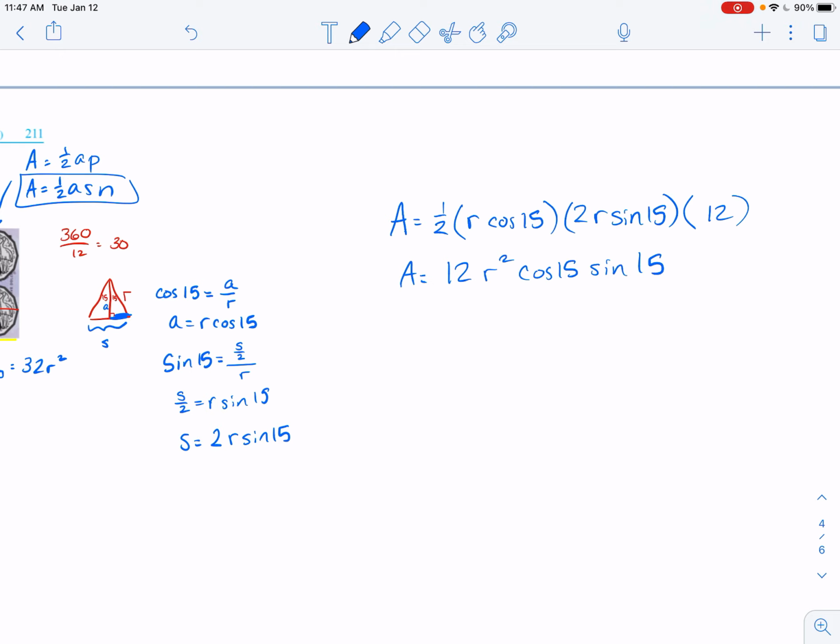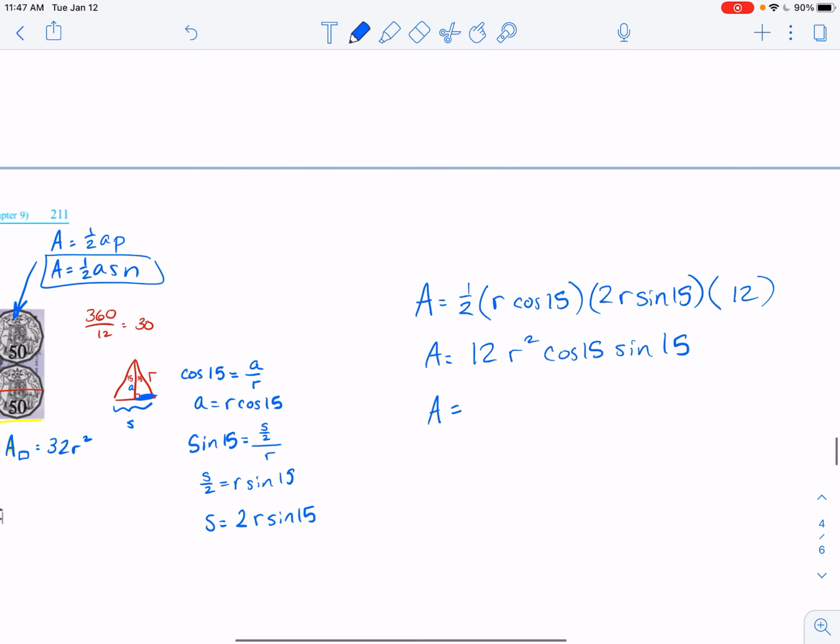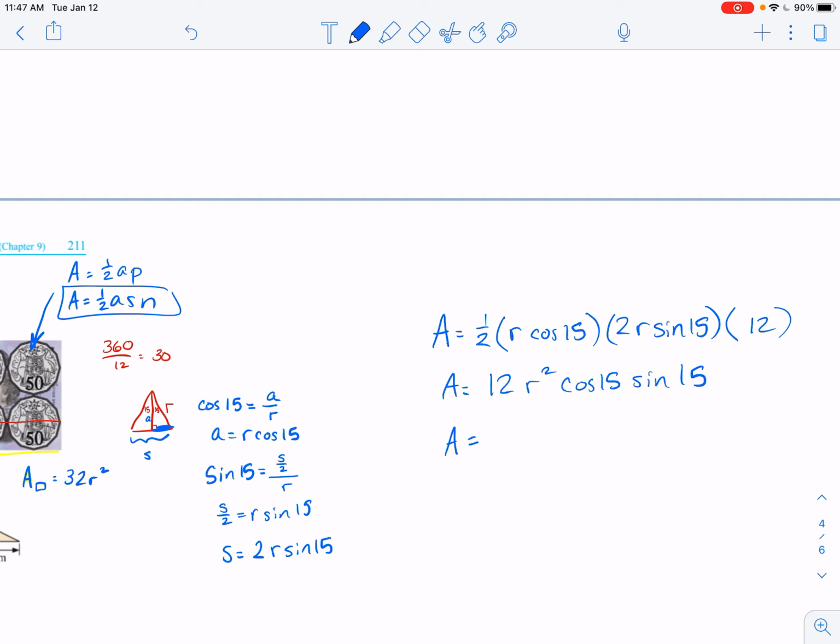If you've already taken pre-calc, we could do this by hand. There's a property we're going to learn later, so if you've not seen the trig, don't freak out. Sine of 2 theta is equal to 2 sine theta cosine theta. So sine of 30 degrees is equal to 2 times sine of 15 times cosine of 15, and notice that's what I see right here.